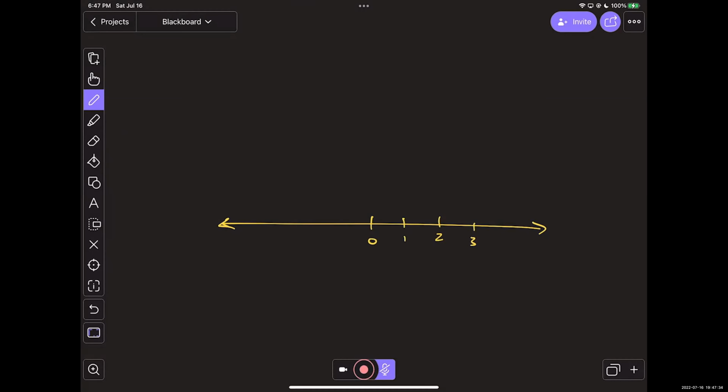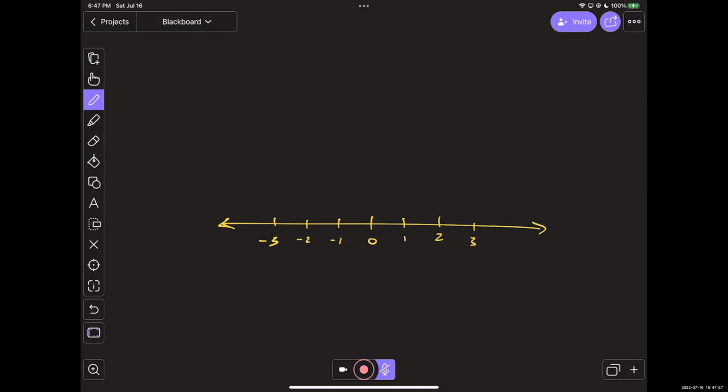We also have numbers to the left of 0. Those numbers are what we call negative numbers: -1, -2, -3, and so on. A number is called positive if it is to the right of 0, and you can think of that as just being greater than 0. Negative means it's to the left of 0, or less than 0.